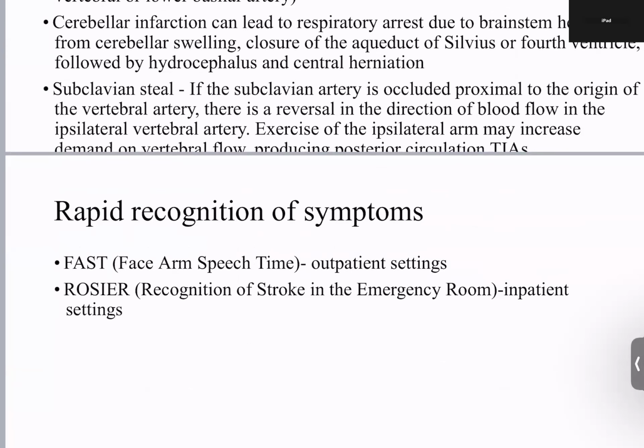Cerebellar infarction can lead to respiratory arrest due to brainstem herniation from cerebellar swelling, closure of the aqueduct of the cerebrum or fourth ventricle, followed by hydrocephalus and central herniation also.